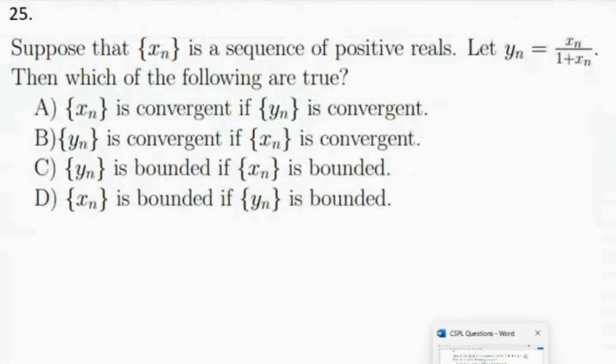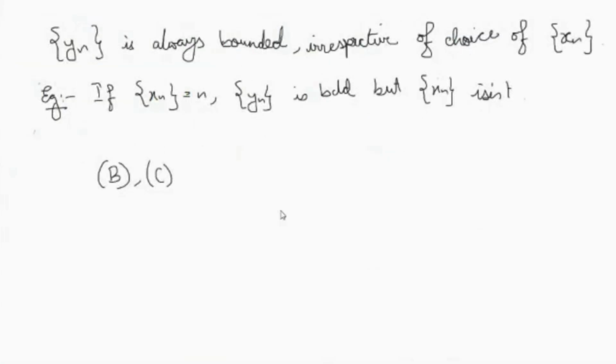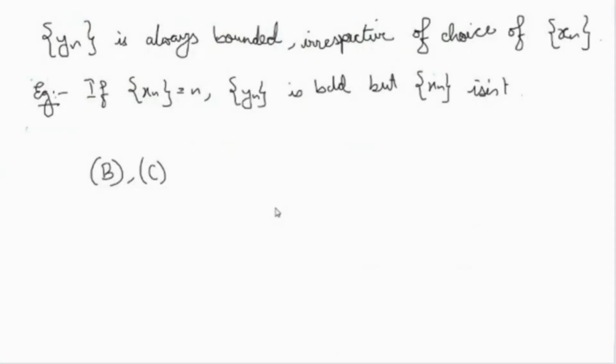And y_n is always bounded irrespective of the choice of x_n. So we can observe here that C is trivially true, that even if x_n is bounded, y_n is obviously bounded. However, we can observe a counterexample: if x_n is equal to n, then y_n, which is n by 1 plus n, is bounded between 0 and 1 again, but x_n obviously isn't. x_n is the natural numbers. So B and C are the correct options here.